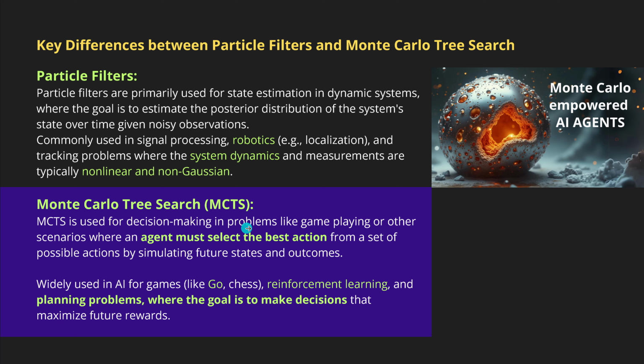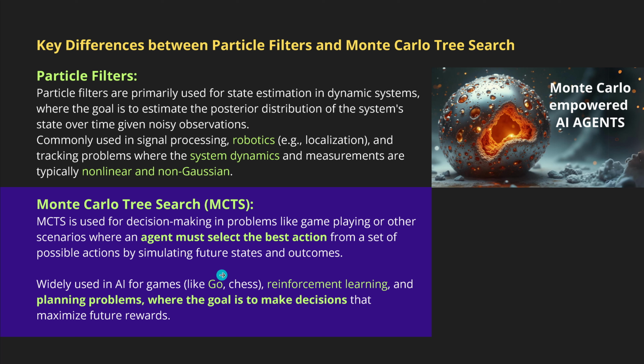MCTS is used for decision-making problems like game playing and other scenarios where one AI agent must select the best action from a set of possible actions by, and now this is the interesting part, simulating future states and outcomes. So the AI defines its internal future given its knowledge, given the capacity and the pre-trained and fine-tuned parameterized knowledge of your LLM, of your vision language model. And then we apply this.